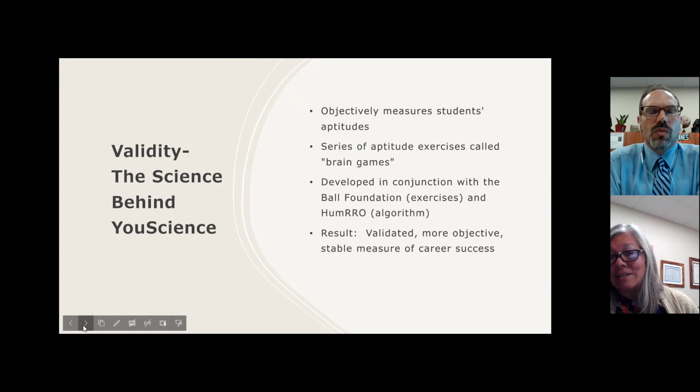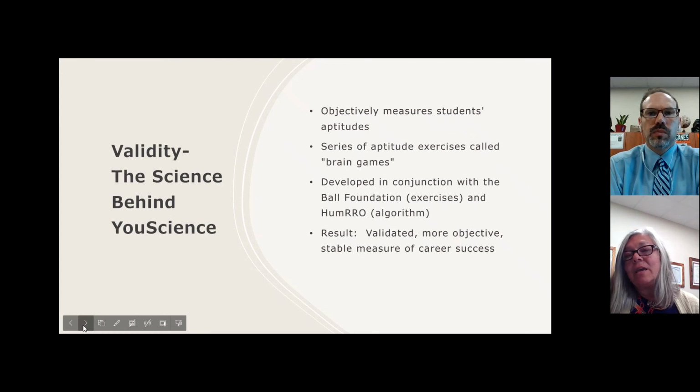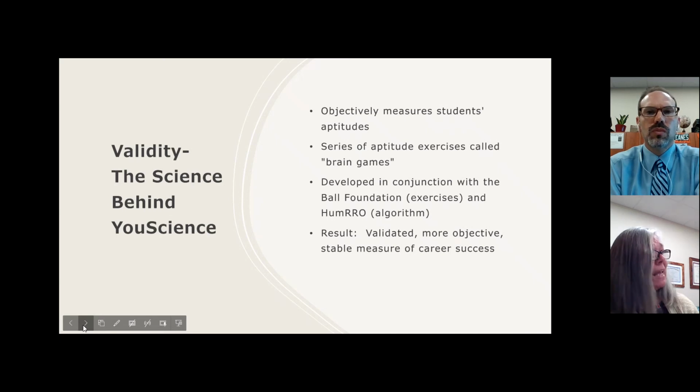Really, when you understand the validity of the science behind YouScience, you understand the name YouScience, because it's science applied to you, applied to everyone. It objectively measures students' abilities. Well, how does YouScience do this? The students take a series of exercises called brain games. And the brain games generally are between 8 and 10 minutes. They're not really long, but they measure different things.